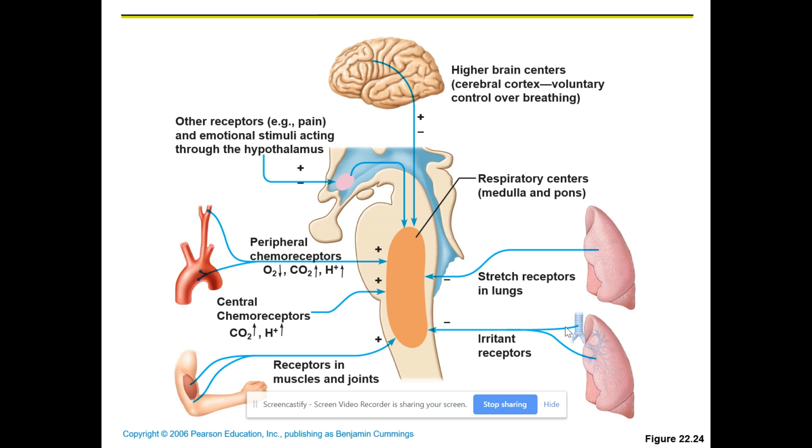We can also choose to breathe or choose not to breathe. You can hold your breath if you want to. You can pant if you want to. So there's voluntary control over breathing. And then sometimes things like pain or emotions can also change respiration.